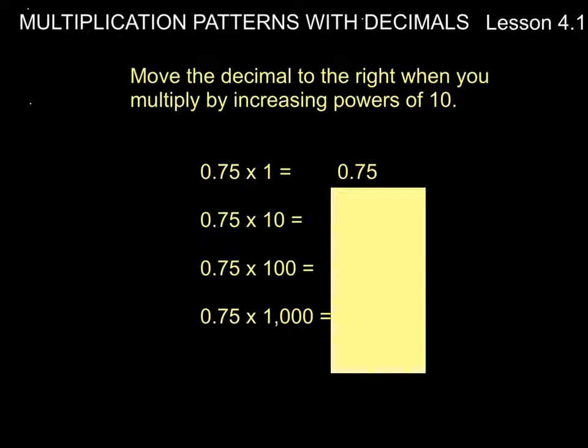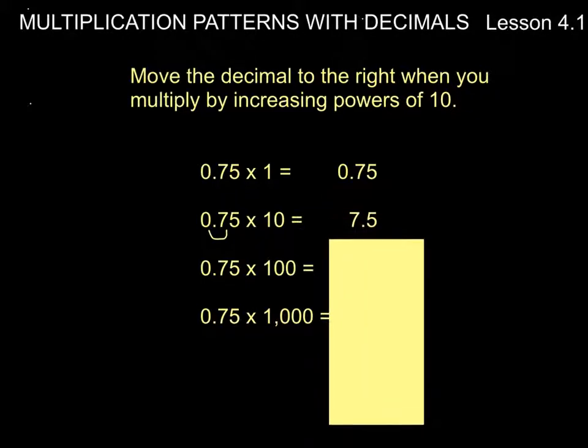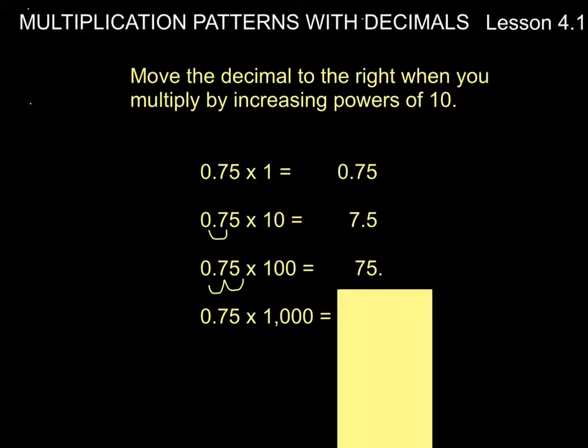When we multiply 75 hundredths by 10, we are simply moving the decimal one place over to the right. This gives us a solution of 7 5/10. Next, when we multiply 75 hundredths by 100, we move the decimal over 2 places to the right and get a solution of 75 whole.